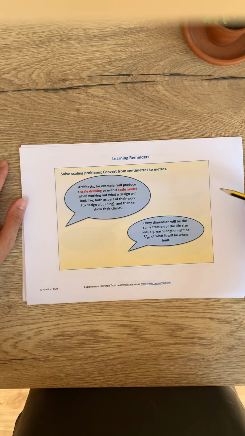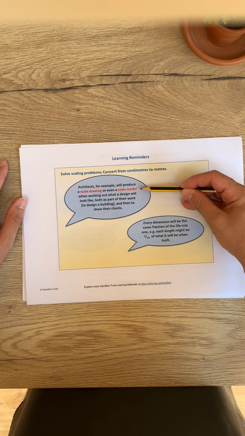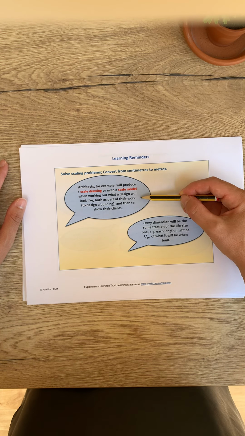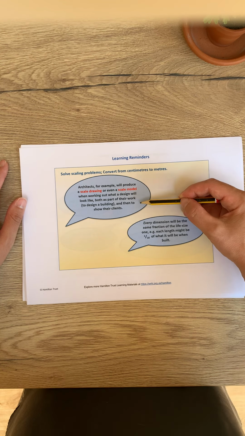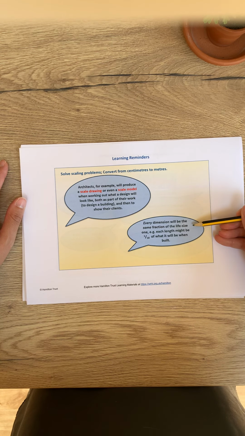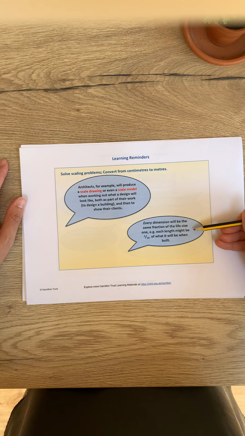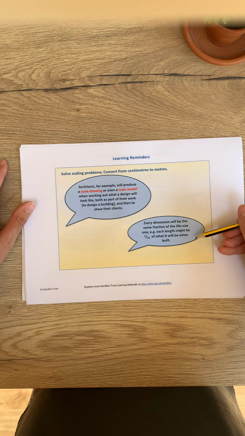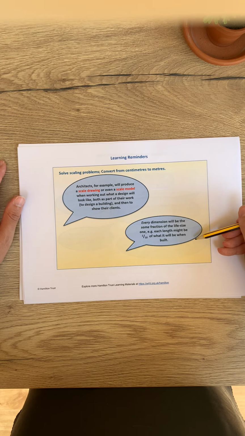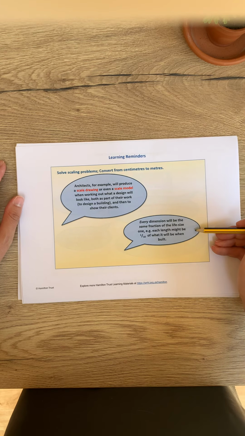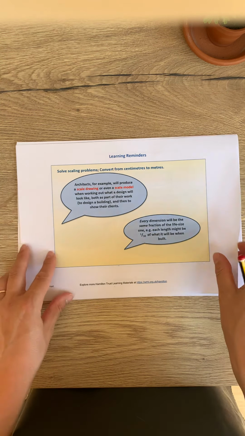Architects, for example, will produce a scale drawing or even a scale model when working out what a design will look like, both as part of their work to design a building and then to show their clients. Every dimension will be the same fraction of the life-size one, e.g. each length might be 1/10 of what it will be when built. Now, I'm sure some of you will have seen models before which have written on them drawn or made to scale, and that is exactly what this is saying. It's when a smaller version of something is made, but it's all in proportion.